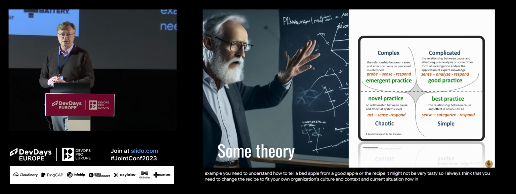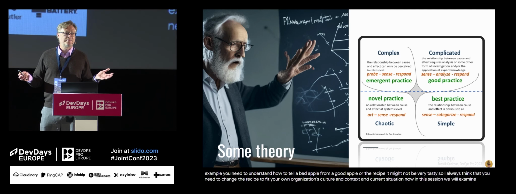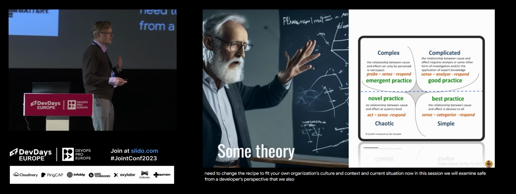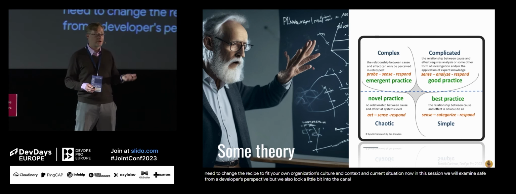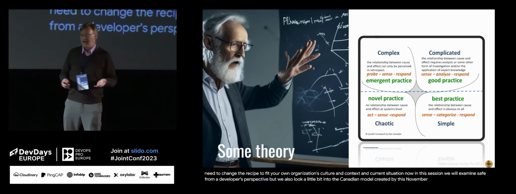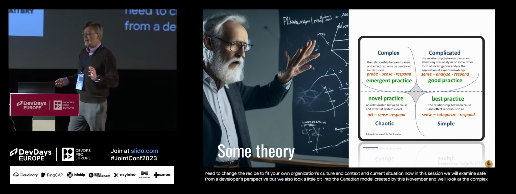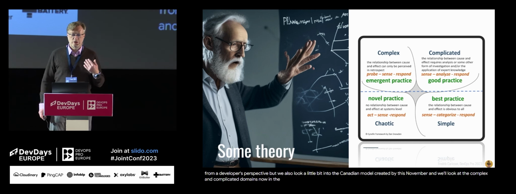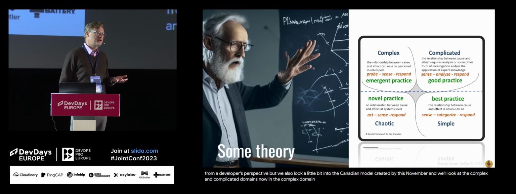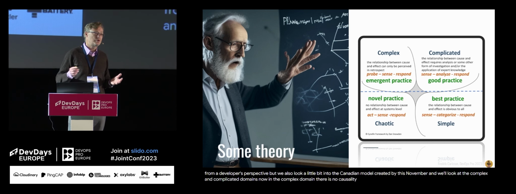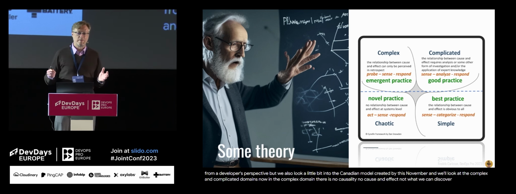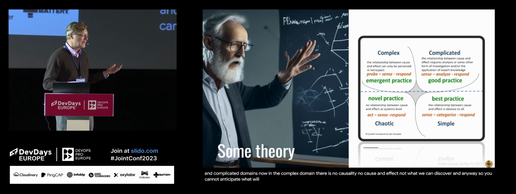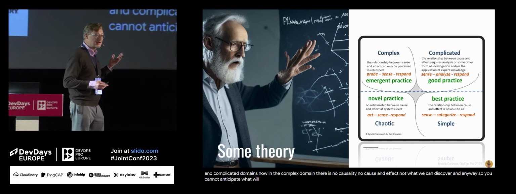Now, in this session, we will examine SAFe from a DevOps perspective, but we'll also look a little bit into the Cynefin model created by Dave Snowden. And we'll look at the complex and the complicated domains. In the complex domain, there is no causality, no cause and effect, not what we can discover in any way. So you cannot anticipate what will happen. Again, doing the same thing twice might give you different results.